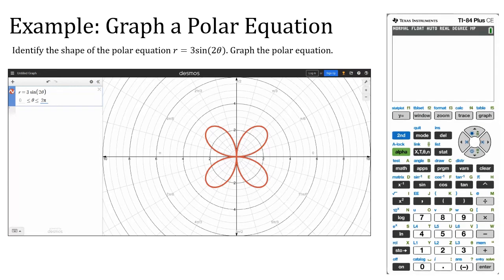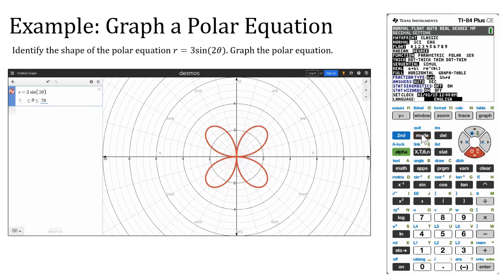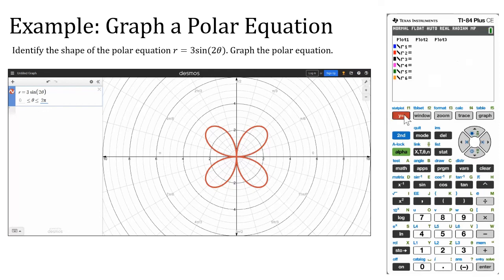Now, if I go to the graphing calculator, a little bit more work. You're going to go to mode and change it. Make sure you're in radian, and then go down to where it says function and change to polar. Once you change it to polar, when you go to y equals, it's actually r equals. So you're going to type in 3 times the sine of 2 theta, and the theta is in the same position as where the x was before. And when we graph it, there is the picture.